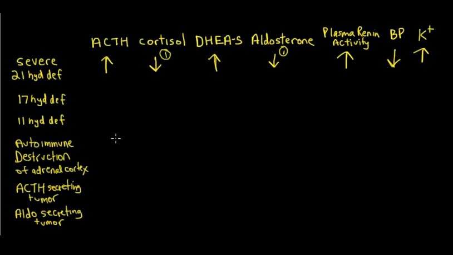Okay. Now let's take a look at the 17-hydroxylase defect. Now 17-hydroxylase, remember, is necessary to make cortisol. Right? So cortisol is going to definitely go down.